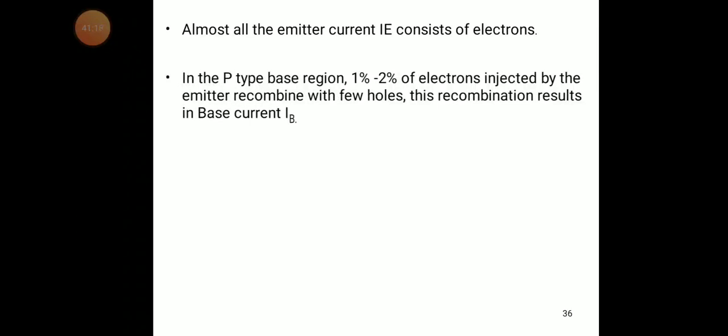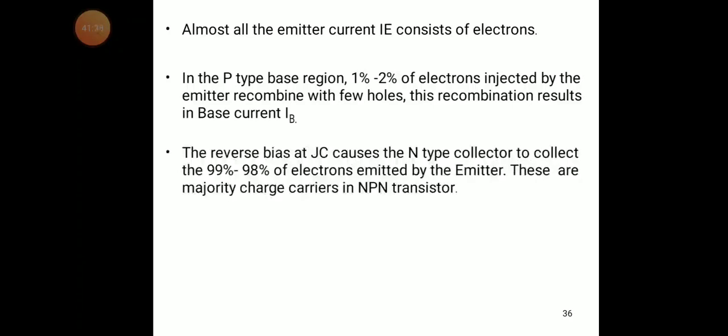We know almost all the emitter current consists of electrons. In the P-type base region, 1% to 2% of electrons injected by the emitter combine with few holes. This recombination results in base current IB. The reverse bias at the collector junction causes the N-type collector to collect the 98% to 99% of electrons emitted by the emitter.